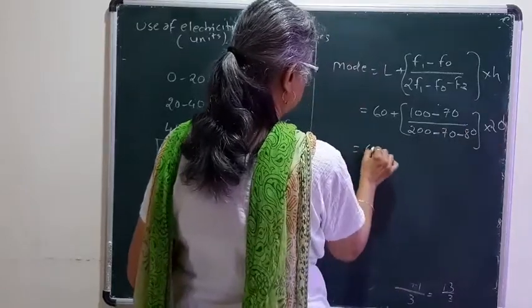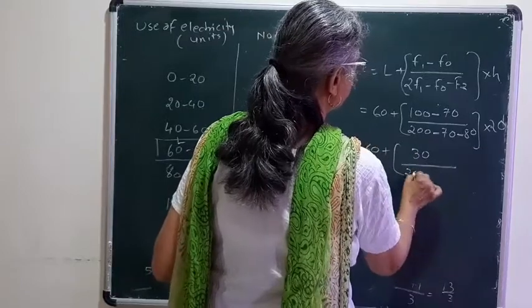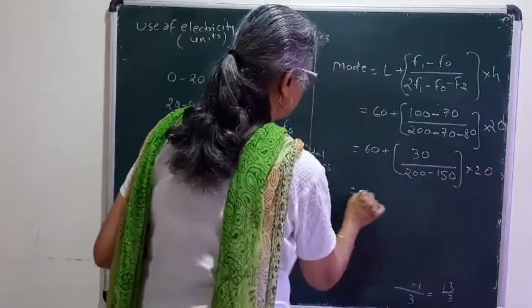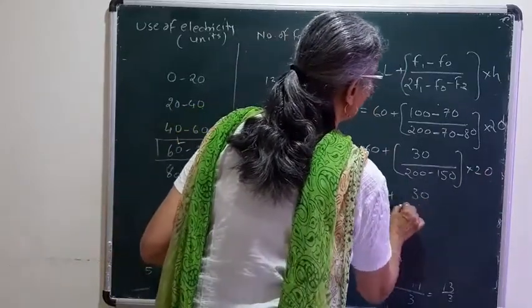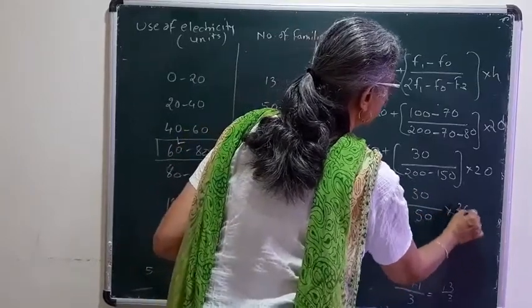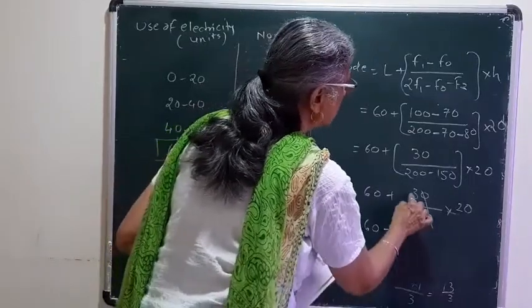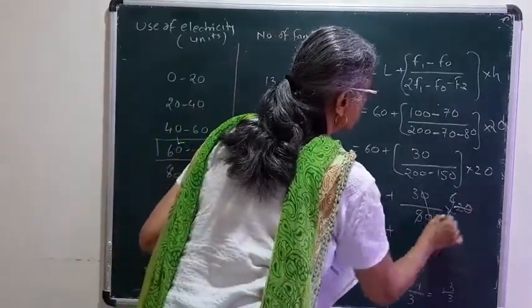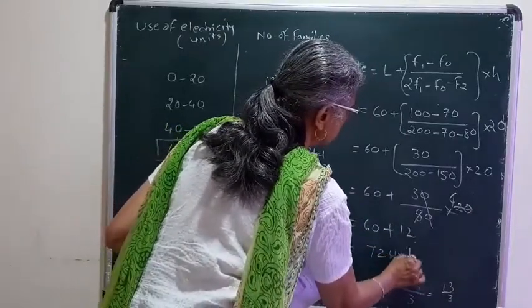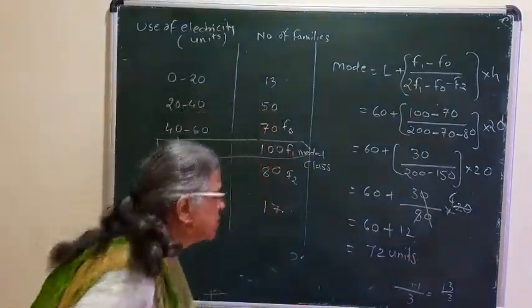So 60 plus 100 minus 70 is 30, upon 200 minus 150, into 20. So that is 60 plus 30 upon 200 minus 150 will be 50, into 20. So cancel this. So 60 plus 3, 20s are... 5 4s are 20. So that will be 12. So 72 units. So here you can get a full answer, as we can reduce it completely.